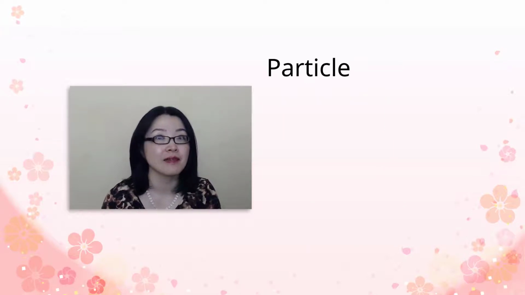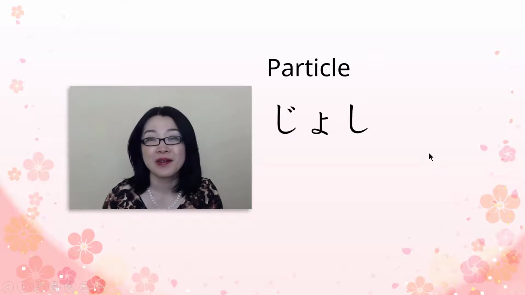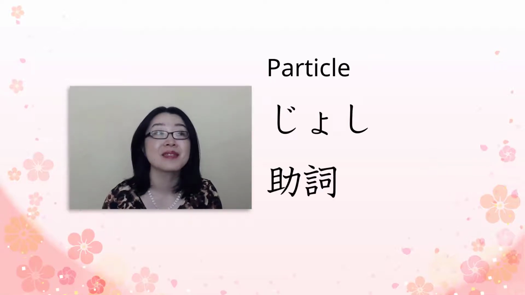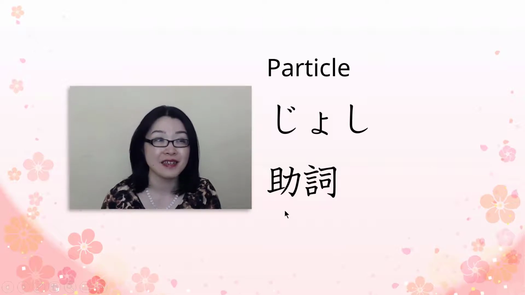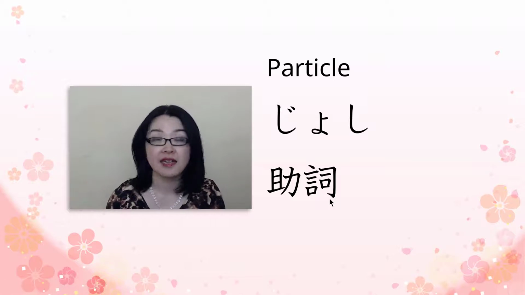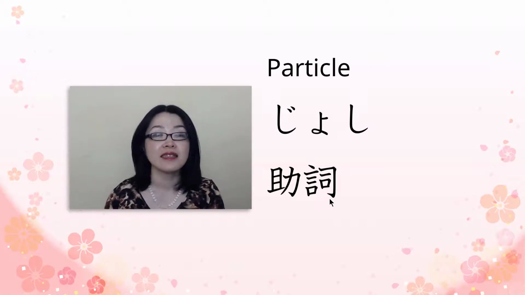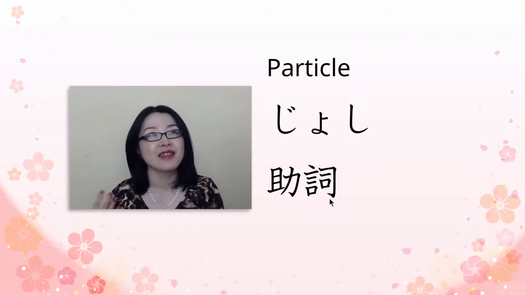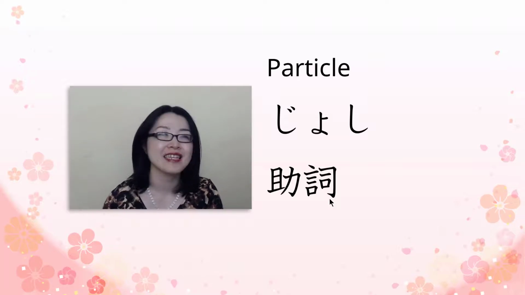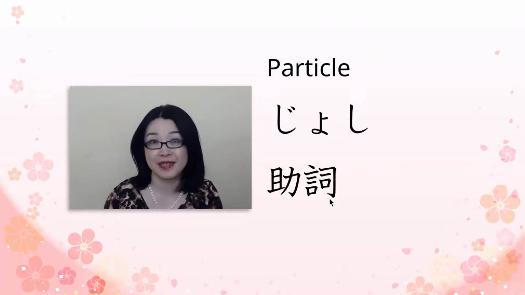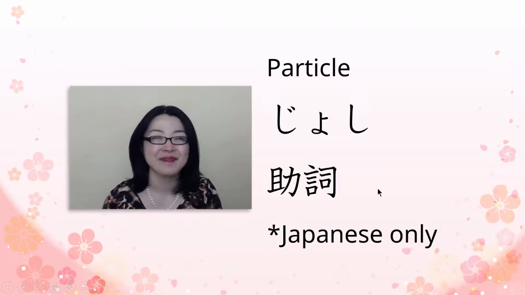Particle is maybe you already know Japanese particles, and we call them joshi. The first character means help, and the second character means word. So helpful word. So joshi, such as wa, ga, or o, they help how noun works in a sentence. So in English, you don't have these words. These are Japanese only.